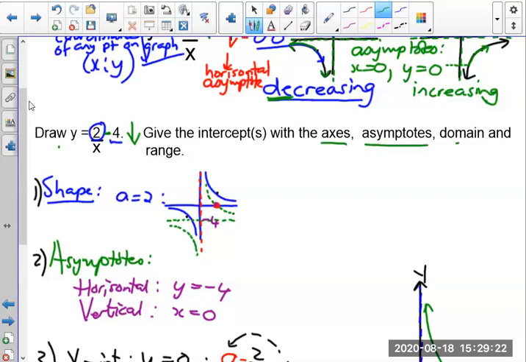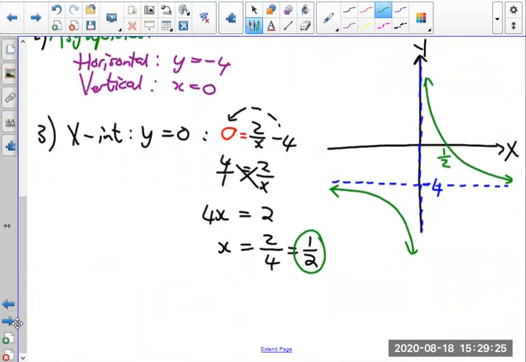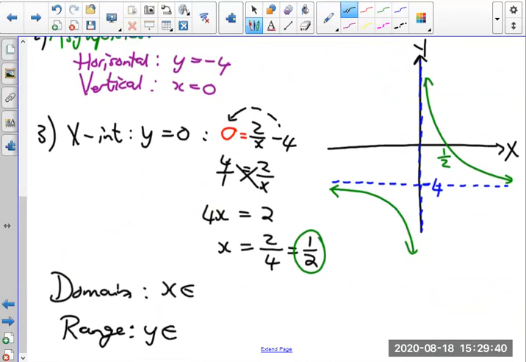Give the intercepts with the axis, I did that. Asymptotes, I did that. Now the domain and the range. Now remember what we said about domain and range. Domain means x values and range means y values. Now can you see, if you come with your bicycle, domain means x values. If you come from the left hand side, can you see that this graph comes from minus infinity and carries on to positive infinity? So the domain will again be x element of all the real numbers.